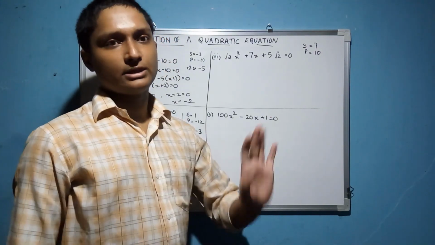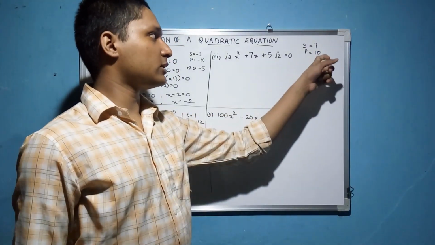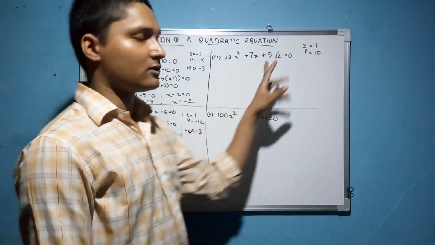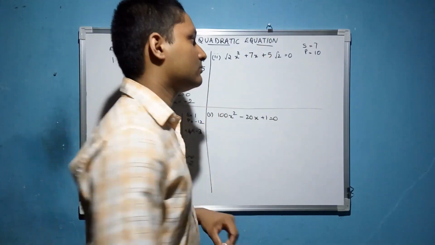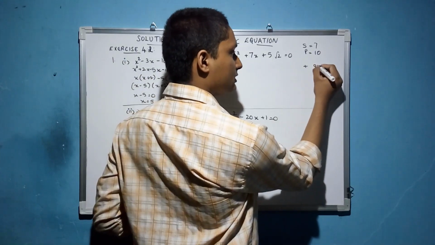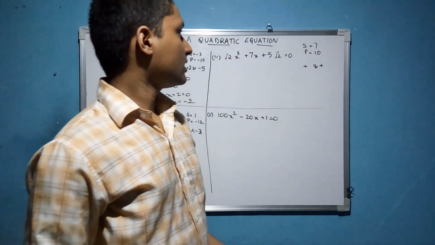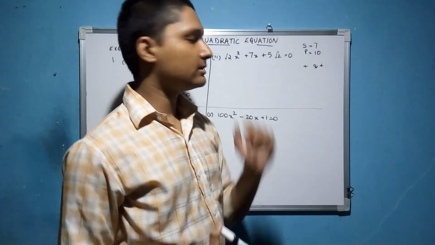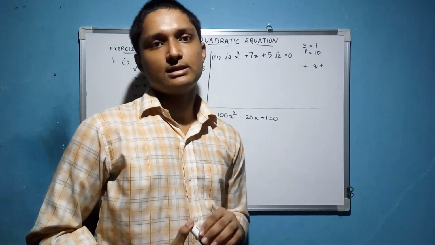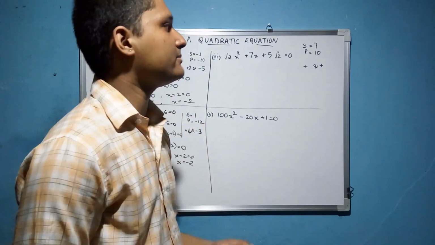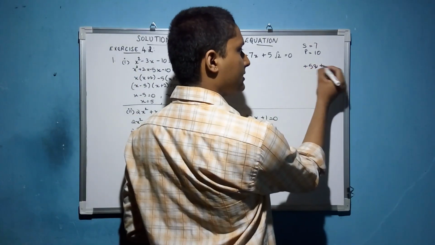So first of all, I need to take the prime factorization. Since the sum is positive and the product is also positive, both the numbers are going to be positive. So first of all, I can write 10 as 5 into 2. That is the only prime factorization that is possible, because 5 and 2 both are primes. So this has to be 5 and 2.